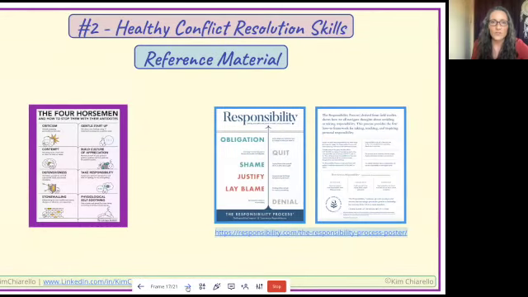This is tool number 2, healthy conflict resolution skills. These are 2 other conflict resolution skill approaches that a lot of Agilists use. 4 Horsemen of Apocalypse on the left is by the Gottman Institute. Responsibility Matrix is by Christopher Avery. You can download this free poster on his website.